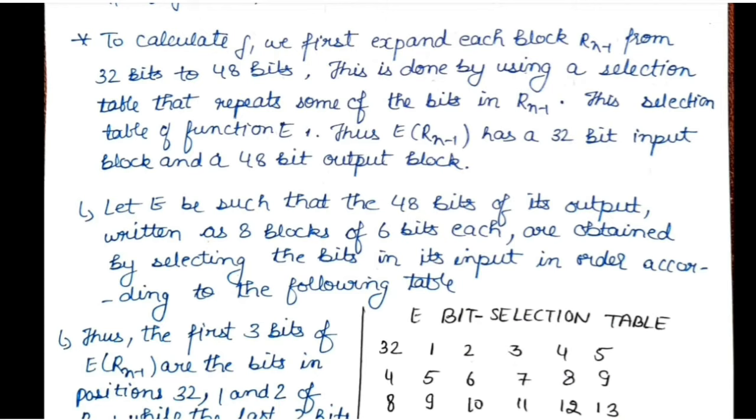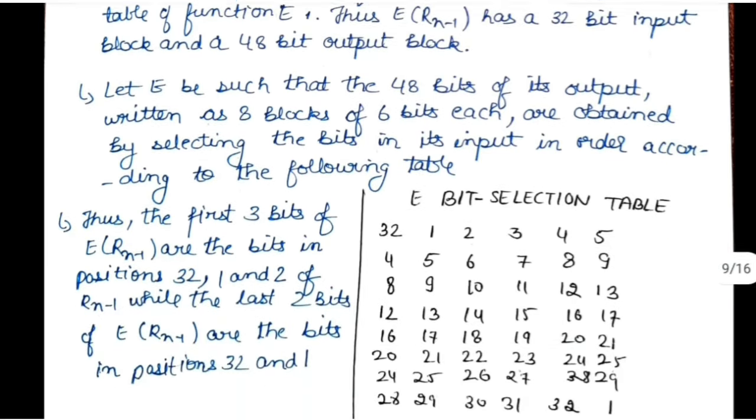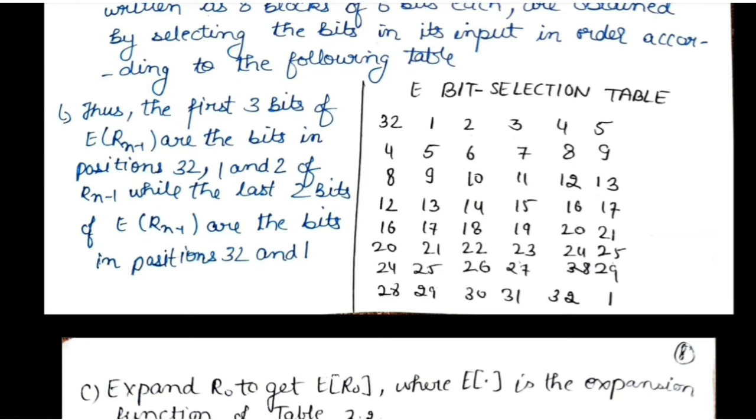So to calculate f, we first expand each block Rn-1 from 32 bits to 48 bits, and this is done by using a selection table that repeats some of the bits in Rn-1. This selection table of function E, thus E(Rn-1), has a 32-bit input and a 48-bit output block. I have already told you how to use the table to expand the values, so you can easily do that. So let E be such that the 48 bits of its output are written as 8 blocks of 6 bits each. To do so, the first 3 bits of E(Rn-1) are the bits in positions 32, 1, 2 of Rn-1, while the last two bits of E(Rn-1) are the bits of positions 32 and 1.